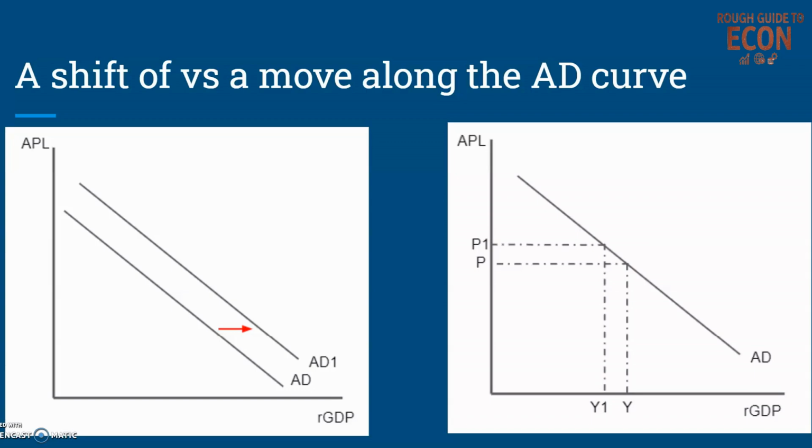So this is very, very similar to micro, a shift of the curve when there is a change in a non-price determinant and a move along the curve when there is a change in price. Of course, it would be logical to assume that the change in price here would result from a shift in the aggregate supply curve.